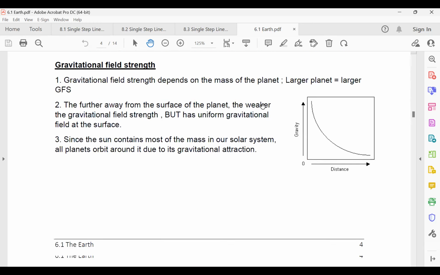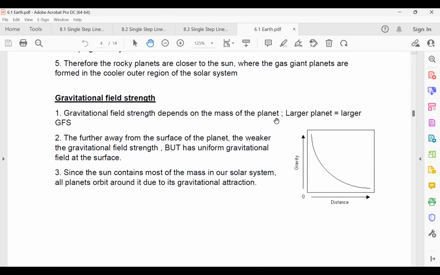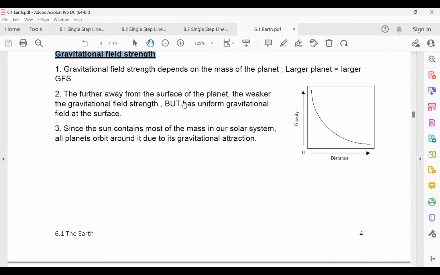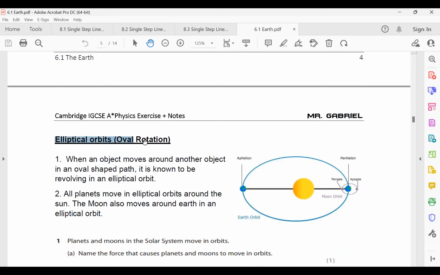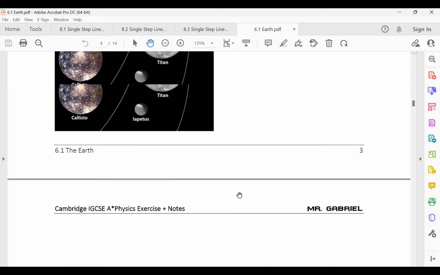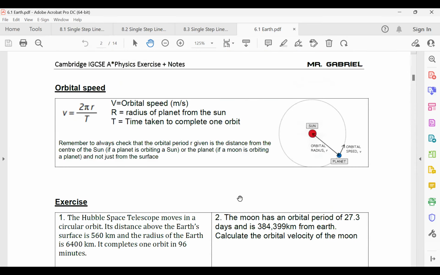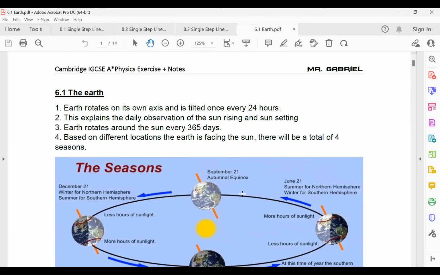And the second final thing we'll learn about is gravitational field strength and also elliptical orbits, which is basically saying that instead of Earth rotating around the sun in a circular motion, it's actually more of an oval shape, like an egg. It's more oval than circular. So this is what they call elliptical orbits. Okay, so having said that, let's go through the first page here.